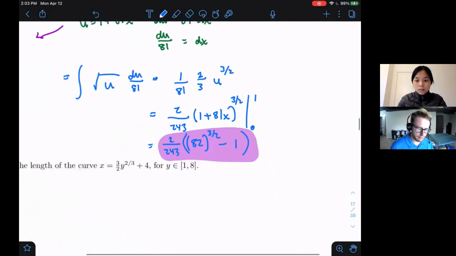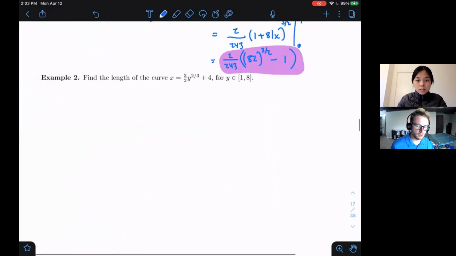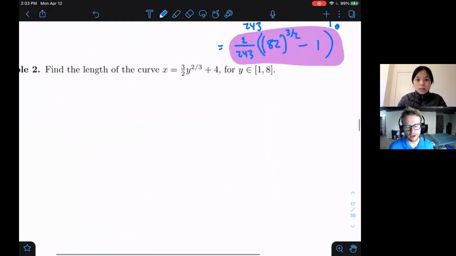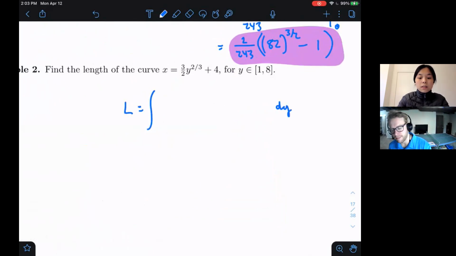Good. Why don't we go ahead and move on to example number 2. Find the length of this curve here. Notice that in this case, I have x as a function of y. So x as a function of y means that when we use our arc length formula, we're going to use the other one where we're integrating with respect to y's instead of with respect to x's. And that's good, because we have these nice bounds for y. So these are going to be my limits of integration. We're going to integrate from y equals 1 to y equals 8.